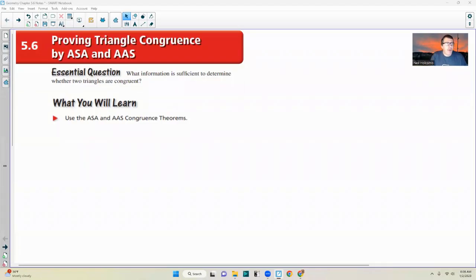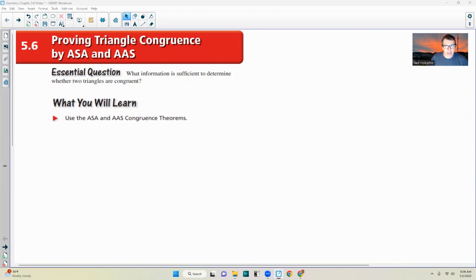Okay, this is chapter 5.6, Proving Triangle Congruence by ASA and AAS. You're probably wondering what in the world? Well, it's really quite simple. The essential question here is: what information is sufficient to determine whether two triangles are congruent? And what you will learn is how to use the ASA and the AAS congruence theorems.